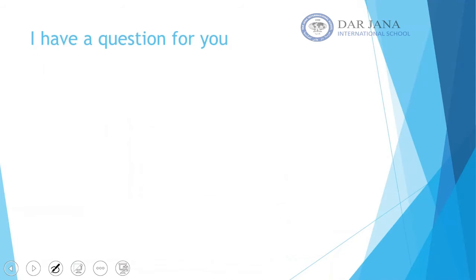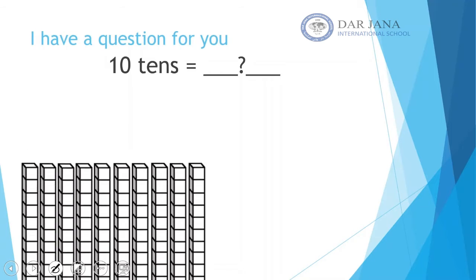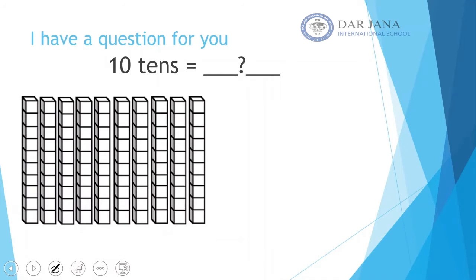I have a question for you now. When I group 10 ones as 1 ten, if I want to group 10 tens, what do I get? Let's think. You have to try to model it. I need you to draw 10 tens or 10 rods. Look, these are 10 rods. Let's count. I have 1, 2, 3, 4, 5, 6, 7, 8, 9, 10.